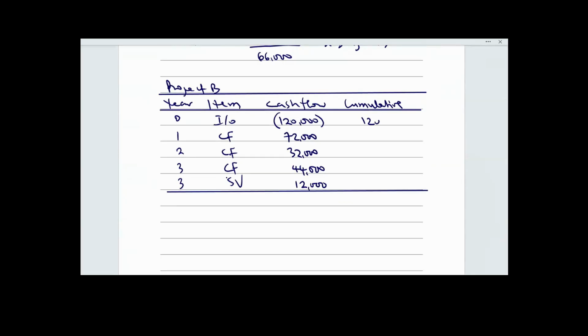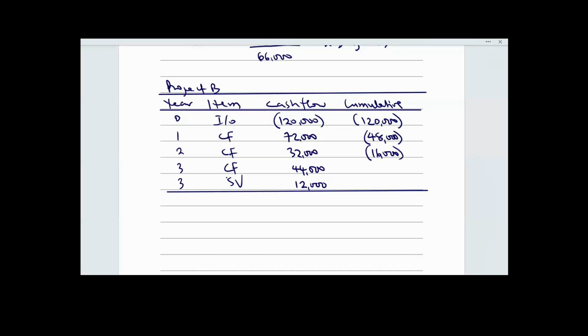So in year zero, the cumulative balance is 120. 120 minus 42 will give us 48,000, right? Yes. So at the end of year one, we have recovered 72,000 naira. We have a balance of 48,000 naira to recover. 48,000 minus 32,000 will give us 16,000. Okay. So at the end of year two, we have recovered 104,000 naira out of 120. We have a balance of 16,000 naira to recover.